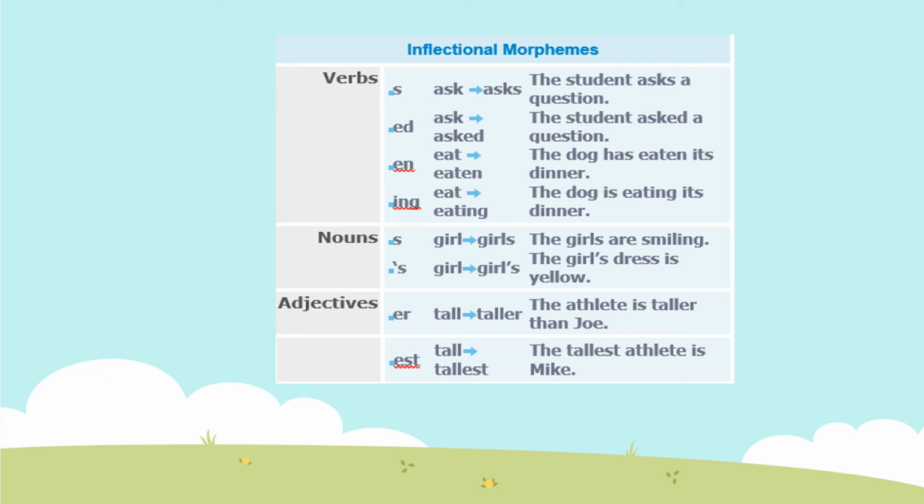Now, if we add apostrophe s after the letter l, it becomes girl's, right? Example, the girl's dress is yellow. The next one is in the adjective. Example is tall. If we add er, it becomes taller. Example, the athlete is taller than Joe. Next, if you add est to tall, it becomes tallest. Example, the tallest athlete is Mike.